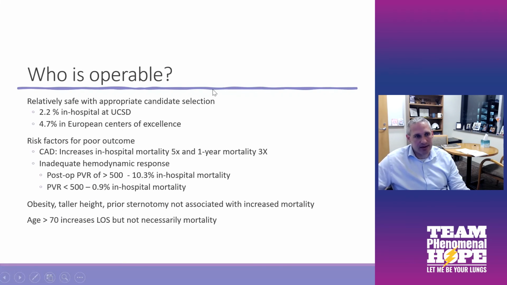So, again, it's a relatively safe operation with appropriate candidate selection. Some older data from UCSD quoted a 2% in-hospital mortality with the surgery. If I had to guess, I would say it may even be lower today. There's about 4.7% in European centers of excellence. I think we're getting better and better at some of the rescue strategies, like extracorporeal support, which means you can put people on a heart-lung machine for complications after these procedures. And I think we're getting better and better at the operation and at selecting appropriate candidates for the surgery.